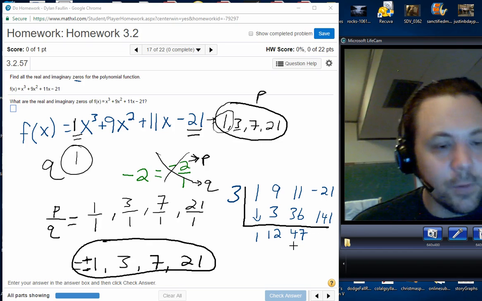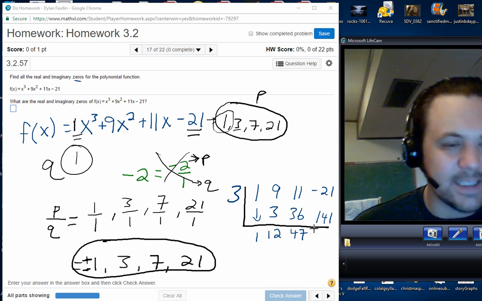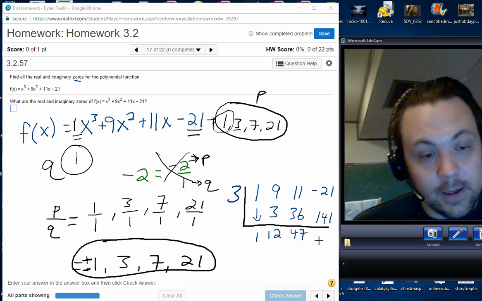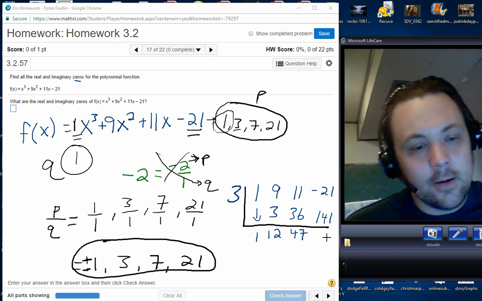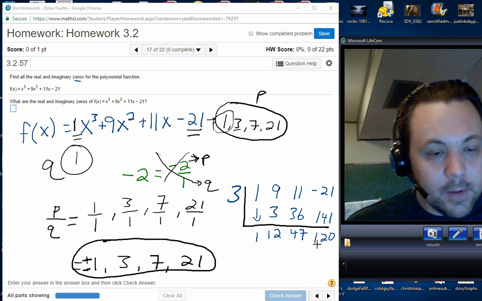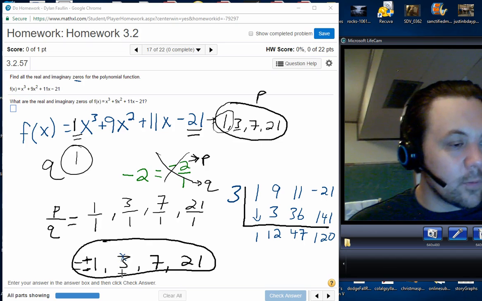As soon as you realize that if you continue, there's just no way this will zero out, you can just stop, because I don't really care what the remainder is. All I care is whether it equals 0 or not. So if it's not 0, I don't really care how it turns out, right? So I think this will be 120, but that's not what we're looking for. The remainder is not 0. 3 is not going to work for me.